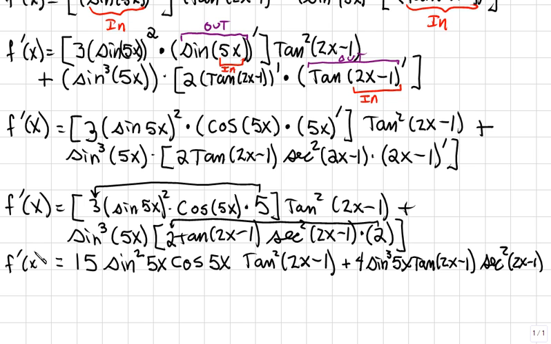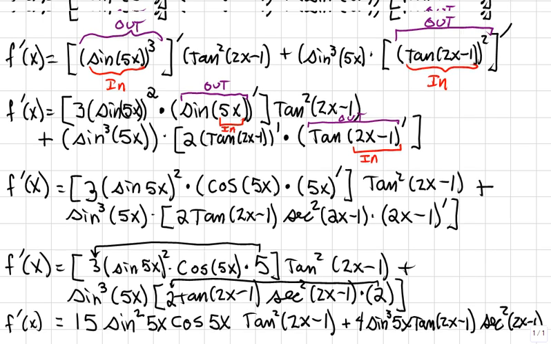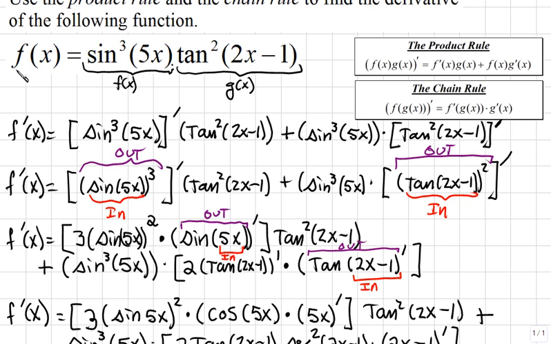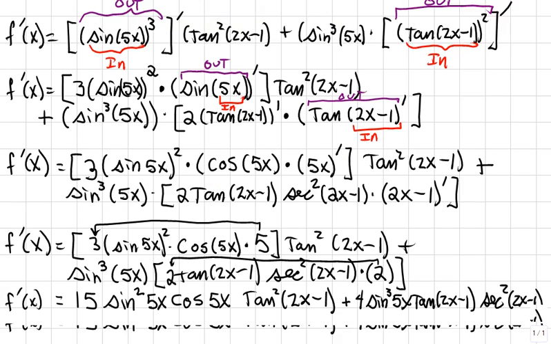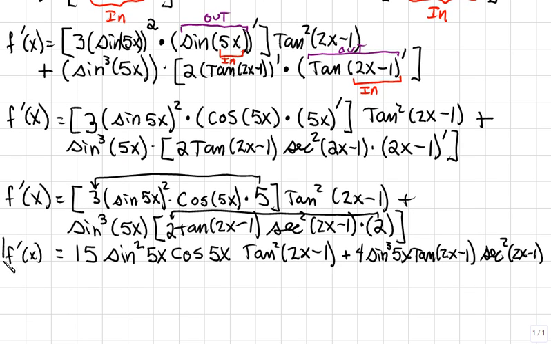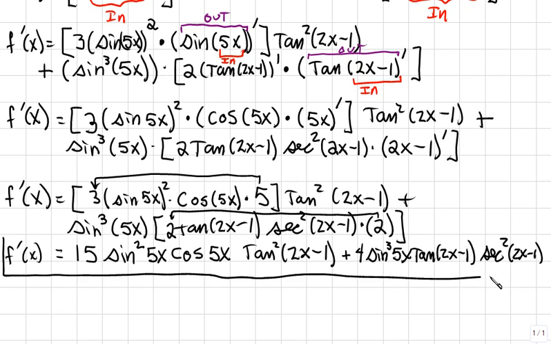In summary, this means that the derivative of f of x equaling sine cubed of 5x times tangent squared of 2x minus 1 results in our final answer that f prime of x is equal to 15 sine squared 5x cosine 5x tangent squared 2x minus 1 plus 4 sine cubed 5x tangent 2x minus 1 times secant squared of 2x minus 1.